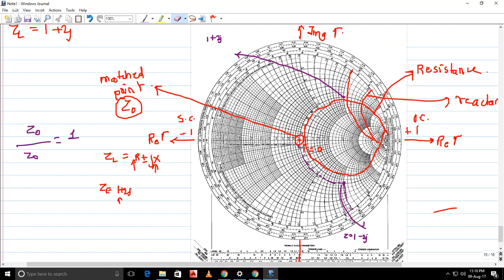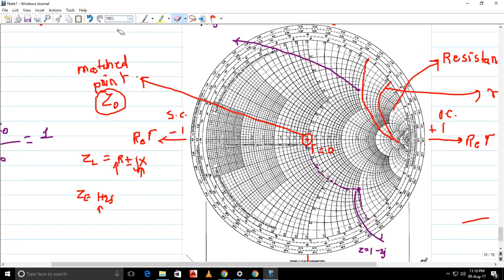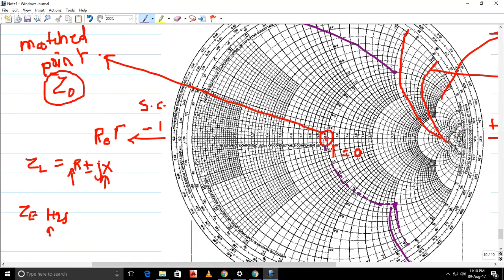I'll just erase this circle so that you can see it clearly. Let's say I increase it to 150. Oh, it is not helping. 200. Now you see this is Z naught, and through this center there is only one circle passing. Yes or no? This circle is the unit circle, or unit resistance circle.